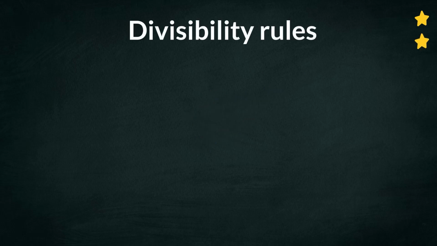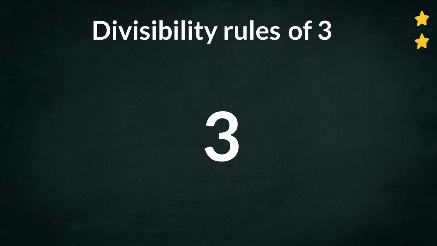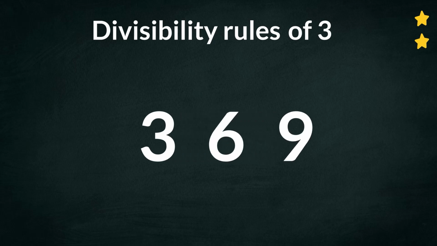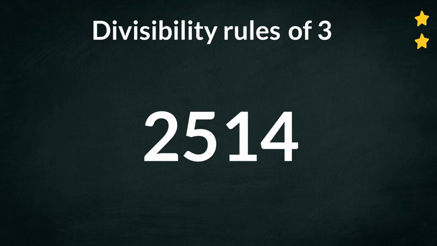The divisibility rules of 3. This one is super fun. If the sum of every digit in a number results in 3, 6, or 9, that number is divisible by 3. Let's test this rule out.